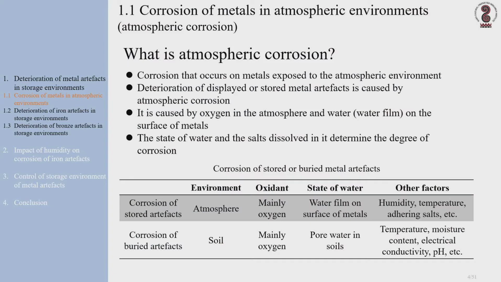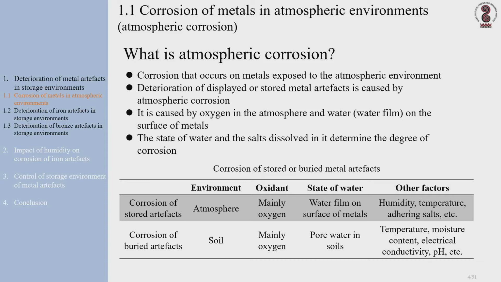Next, I will explain atmospheric corrosion. Atmospheric corrosion is a process that occurs when metals are exposed to the atmospheric environment. Deterioration of displayed or stored metal artifacts is caused by atmospheric corrosion. The causes of corrosion are water and oxygen. These are the same causes for corrosion that occur at archaeological sites.